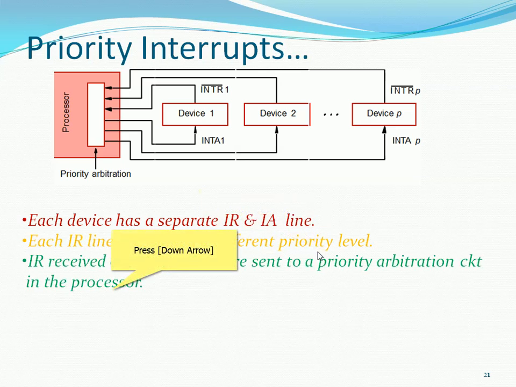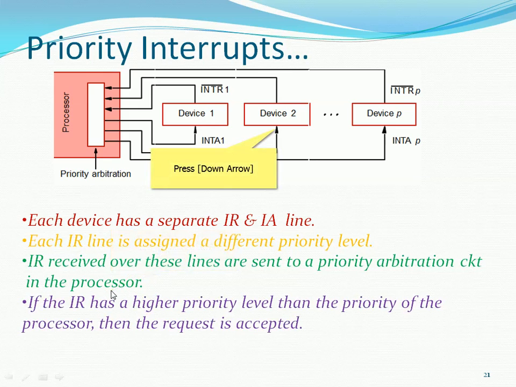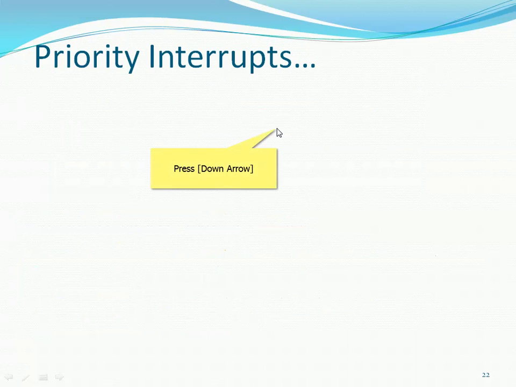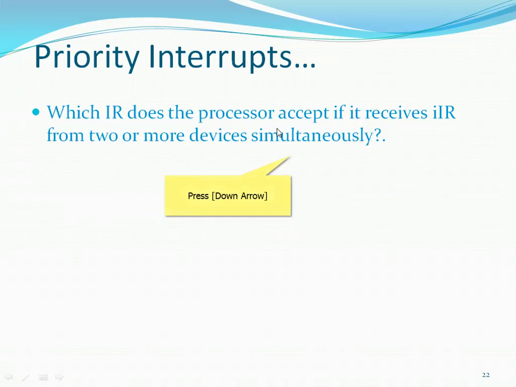Of course, if it receives this line, it is sent to the priority arbitration circuit in the processor. If the interrupt request has a higher priority level than the priority of the processor, then the request is accepted. No doubt here. If any device is sending, for example, device 2 sending a request and it has the highest priority, then it immediately gets service. If not, what will happen?